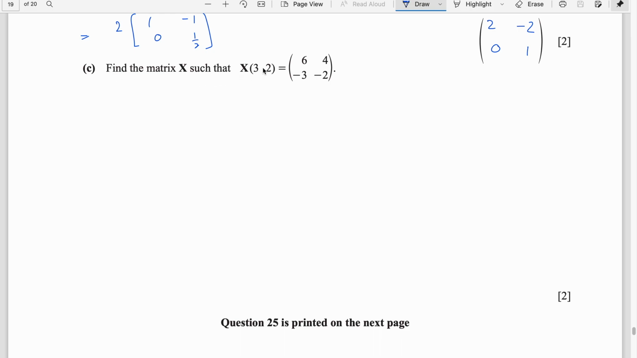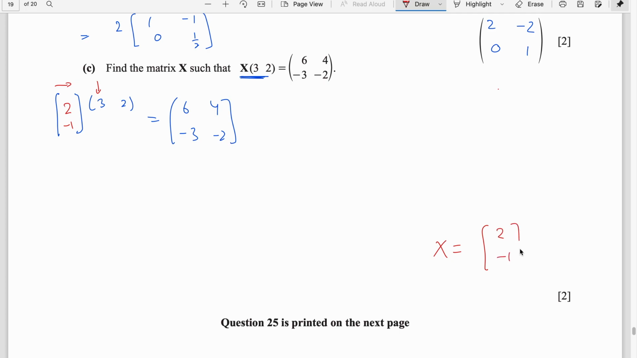Find the matrix X such that X times (3, 2) is equal to the matrix (6, 4, minus 3, minus 2). Just by looking at these two matrices, we can tell that the order of the first matrix would be 2 rows and 1 column in order to get a 2 by 2 answer. You see this is row into column. What should be multiplied with 3 to get 6 is 2. So 2 times 3 gives 6, and row into column, 2 times 2 gives 4. Now for minus 3 and minus 2, the sign is changing, so this is simply minus 1, and your matrix X is (2, minus 1).